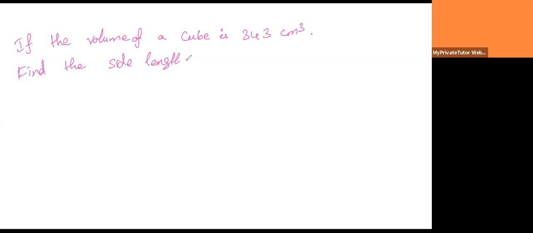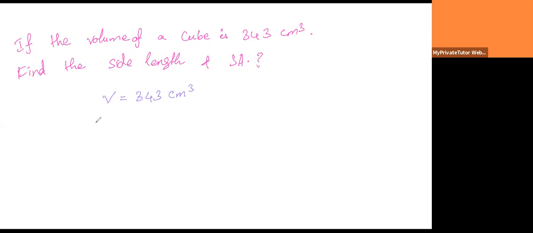If the volume of a cube is 343 centimeters cubed, find the side length and the surface area. I hope you understand what they're asking. They have given the volume, which is 343 cubic centimeters, and from this we need to find the side length as well as the surface area.